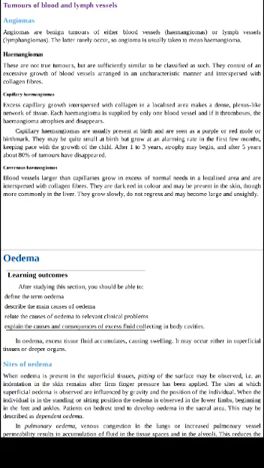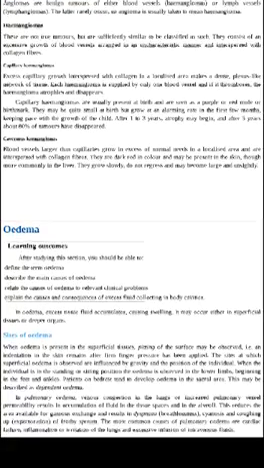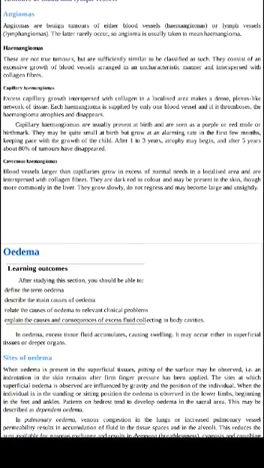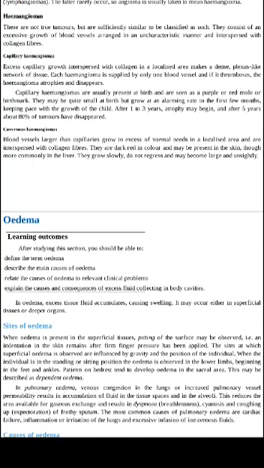Okay, so angiomas are benign tumors of either blood vessels or lymph vessels. If there is a benign tumor of blood vessels, it is called hemangioma, and if it is a benign tumor of lymph vessels, it is called lymphangioma. Lymphangiomas are very rare, so normally, if we talk about angiomas, we mean hemangiomas. Hemangiomas are not true tumors, but they are sufficiently similar to be classified as such.